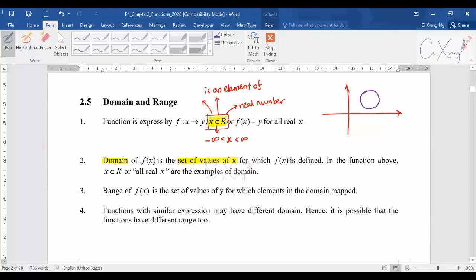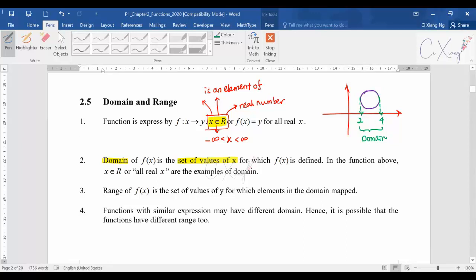So when you talk about domain, it means the values of x where your graph starts and where your graph ends. As an example, if in the graph they draw a circle, and you know that the smallest value on the horizontal axis is maybe 2, and the largest value they tell you is 4, then from 2 to 4 is your domain. That means your graph exists in the range between 2 and 4, so we call it the domain.